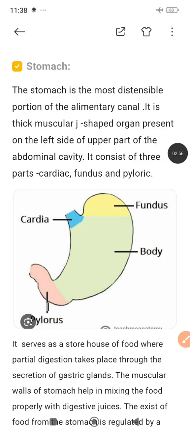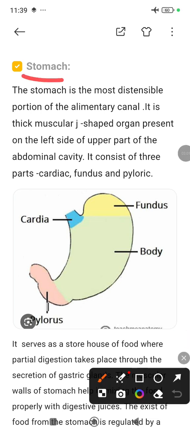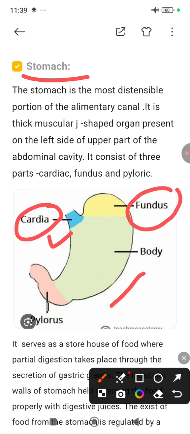After the esophagus there is a structure known as the stomach. You can see the structure of the stomach. The stomach is the most distensible portion of the alimentary canal. It is a thick, muscular, J-shaped structure present on the left side of the upper part of the abdominal cavity. Our stomach consists of three parts: the cardiac, the fundus, and the pylorus.